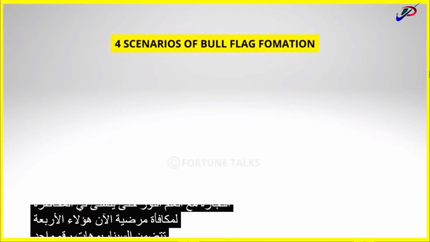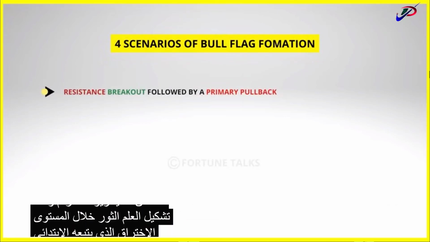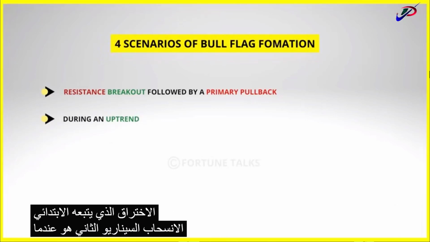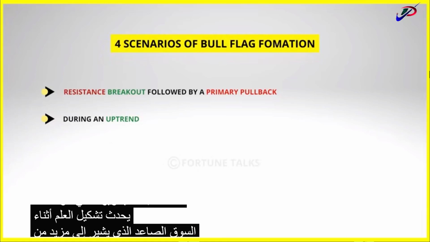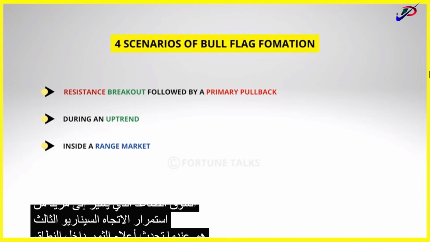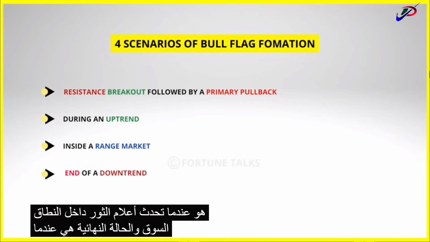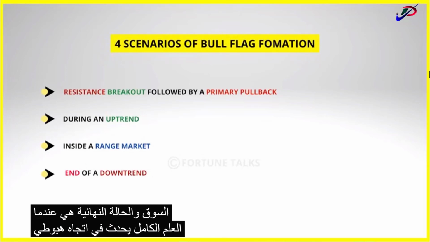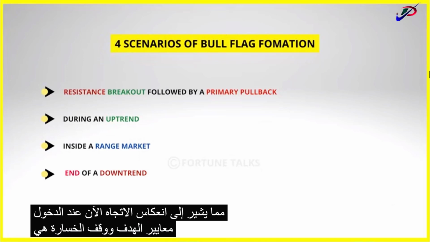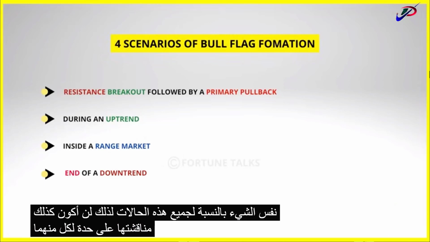Now these 4 scenarios include number 1, the formation of a bull flag during a level breakout which is followed by a primary pullback. The second scenario is when the flag formation occurs during an uptrending market which further signals a trend continuation. The third scenario is when bull flags occur inside a range market, and the final case is when the bull flag occurs in a downtrend signaling a trend reversal. Now the entry, target and stop loss criteria are the same for all these cases, so I won't be discussing them individually for each case.